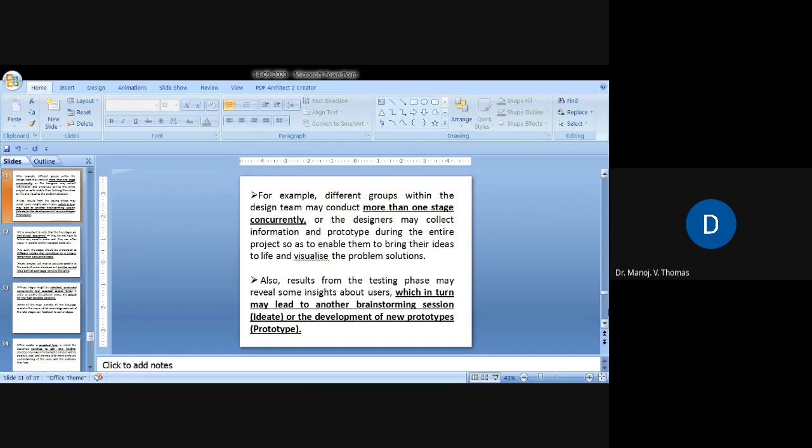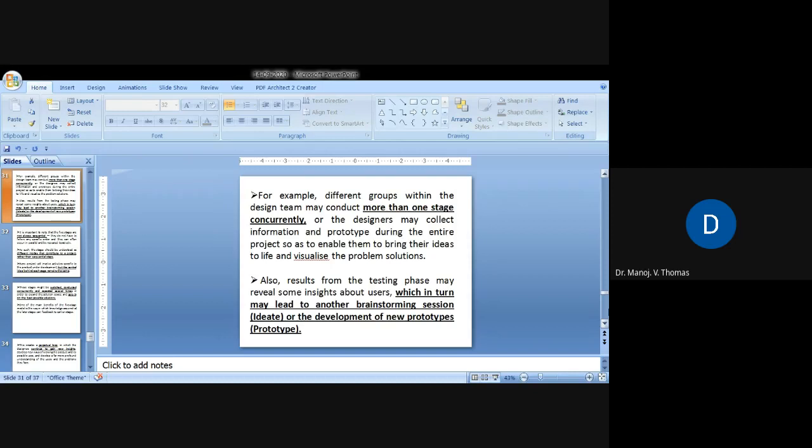So parallelly you can save time also, isn't it? The results from the testing phase may reveal some insights about users, obviously, which in turn may lead to another brainstorming session if required. So that is called the ideate phase again, or the development of a new prototype.